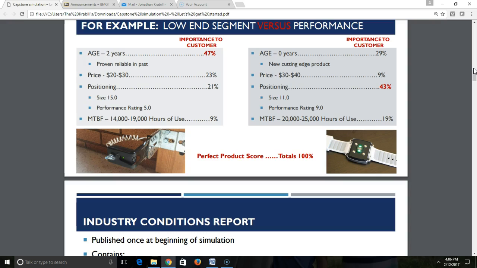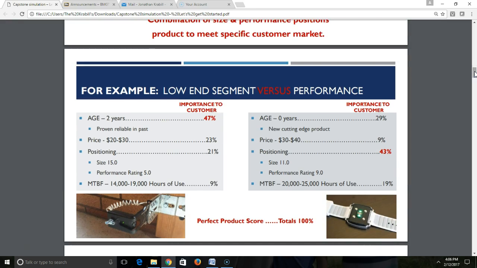Hold on 1 second. There we go. So let's look at a low-end segment versus a performance segment of the marketplace. Obviously, the perfect product score is always going to equal 100, right? But as we look at it, different customers are going to want different things, and it's a different mix of those 4 areas. So when we look at the low-end segment, the age doesn't necessarily matter, right? It wants reliability. From a price standpoint, they're going to want a lower price point, and then positioning and failure time obviously have importance in there as well.